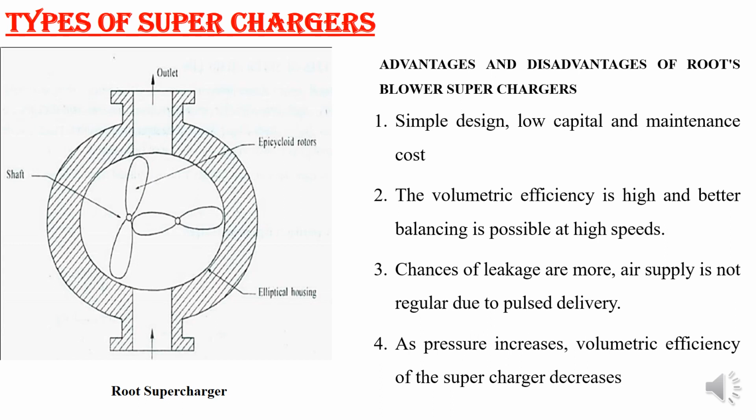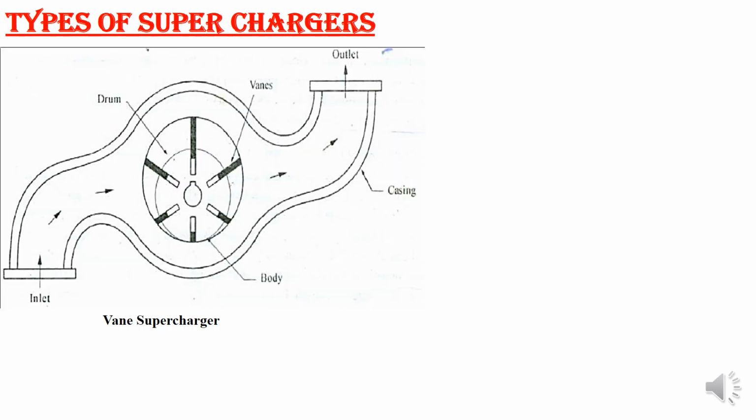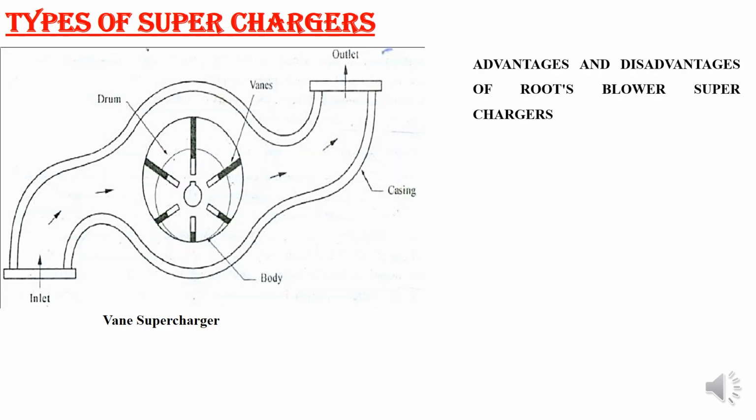Next, we'll go for a vane type supercharger. In this vane type of supercharger, we'll have vanes instead of lobes. We will have the vanes over here. So eccentric kind of rotor will be there, and a drum will be there. Air is going inside over here, and the outlet will be there. So this is the body of your vane, and this is the casing of your supercharger. This type of supercharger is called a positive displacement type of supercharger.